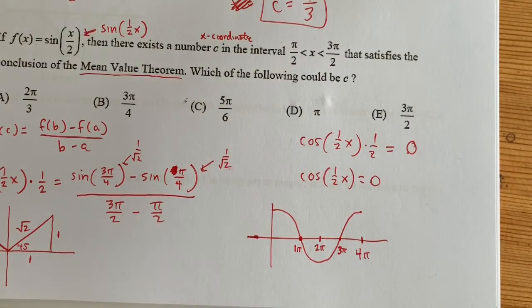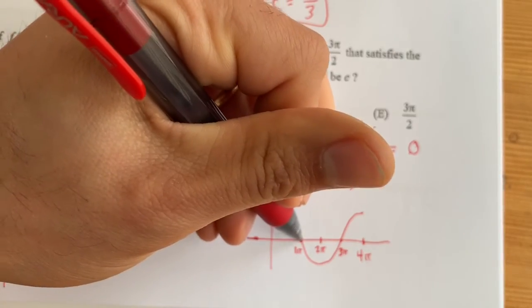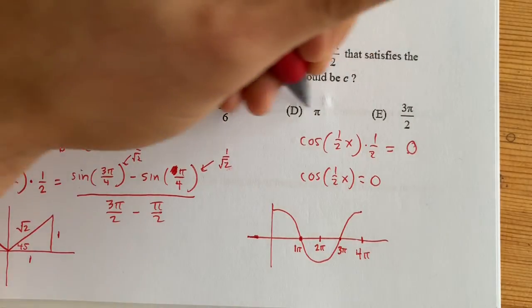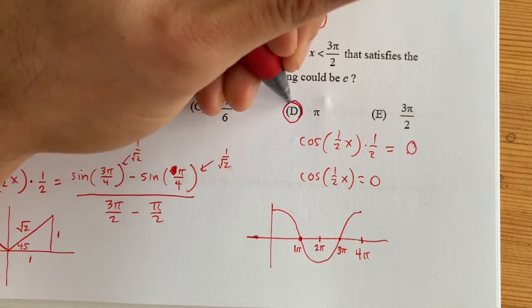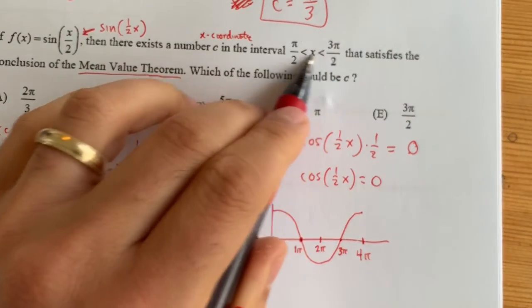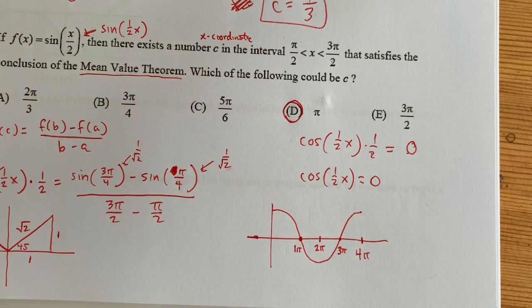So we're trying to find when this will equal 0, and that would happen at 1 pi and 3 pi. The answer here is just 1 pi. And the reason I wouldn't put 3 pi is because it's not even within the interval here. So pi is the answer then.